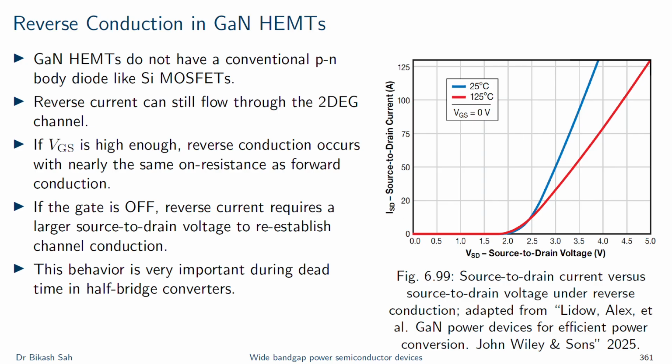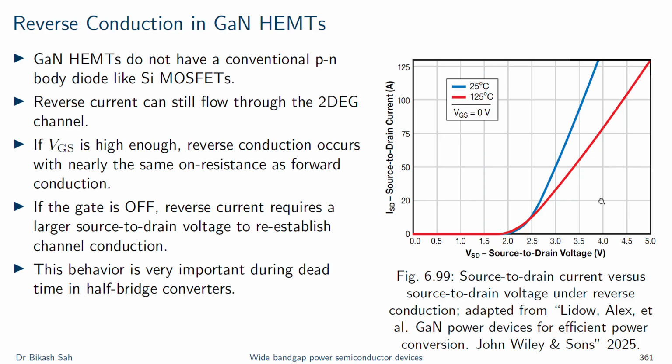Now we learn about the reverse conduction. I already mentioned that compared to the conventional silicon MOSFET, there is no body diode, but they still conduct in the reverse direction because of the presence of the two-deck channel. So if the gate is driven high enough, the reverse conduction can occur with nearly the same on resistance as the forward conduction. If the gate is off, large source to drain voltage is required to re-establish this conduction.